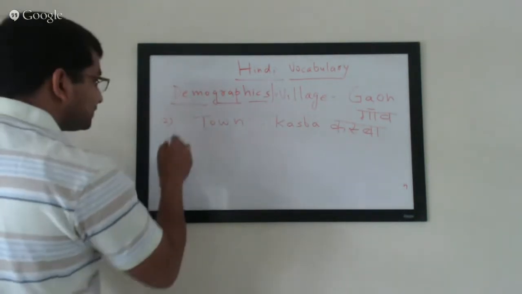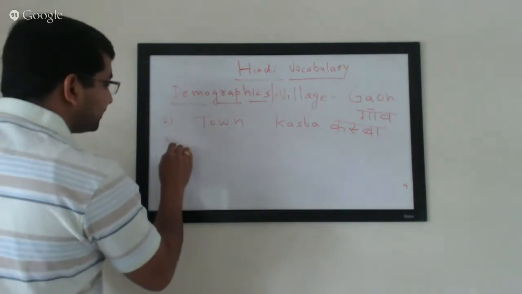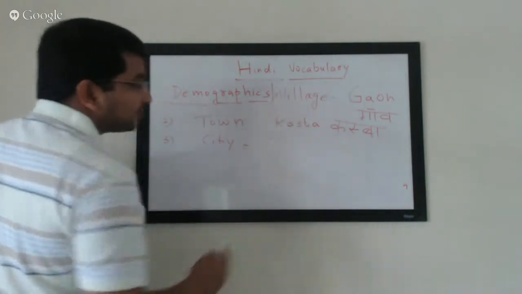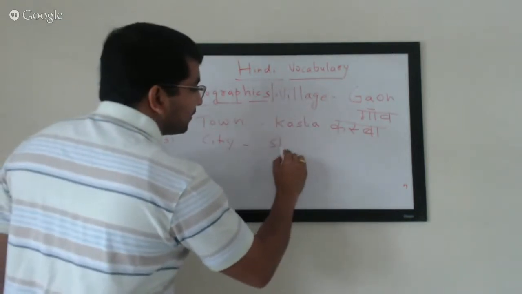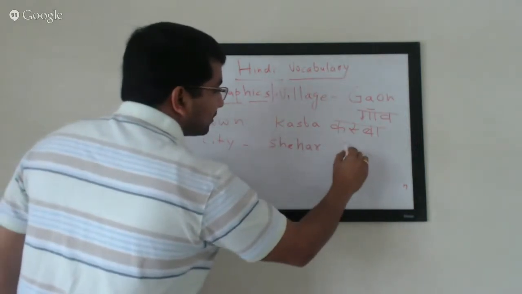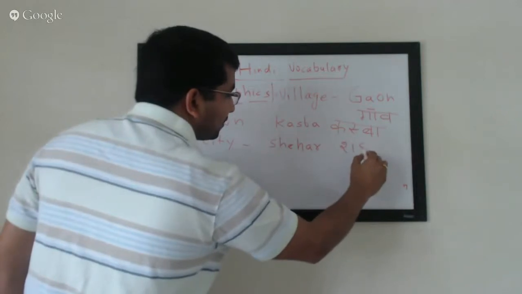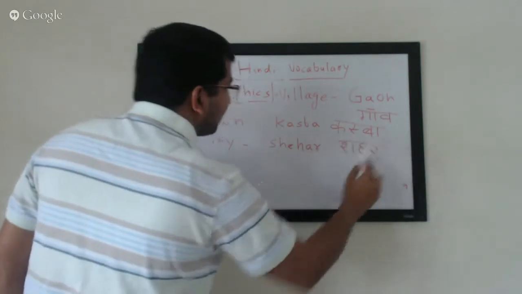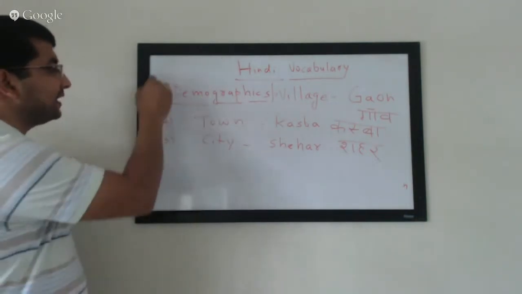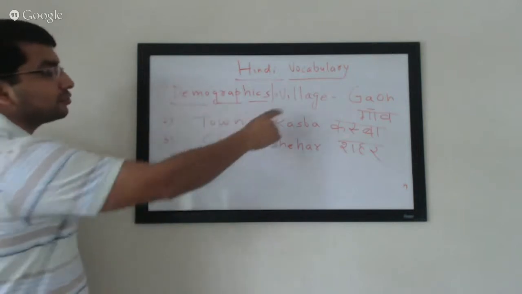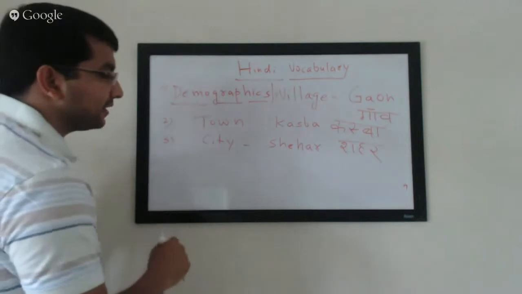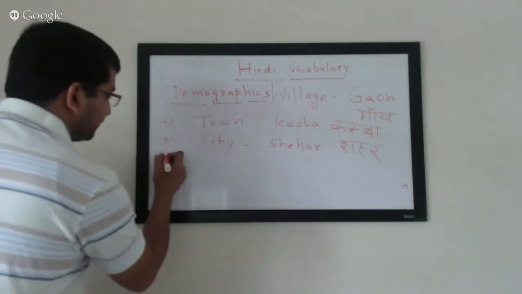Third one I have is basically the third unit. It's called city, which is what we just saw in the song, which is shahar. Shahar. So by now you must have seen the way we are going through it, it's basically in an incremental manner, right? So the smallest unit is village, and after that we have a town, after that we have a city, and we'll continue to increase the scale here.